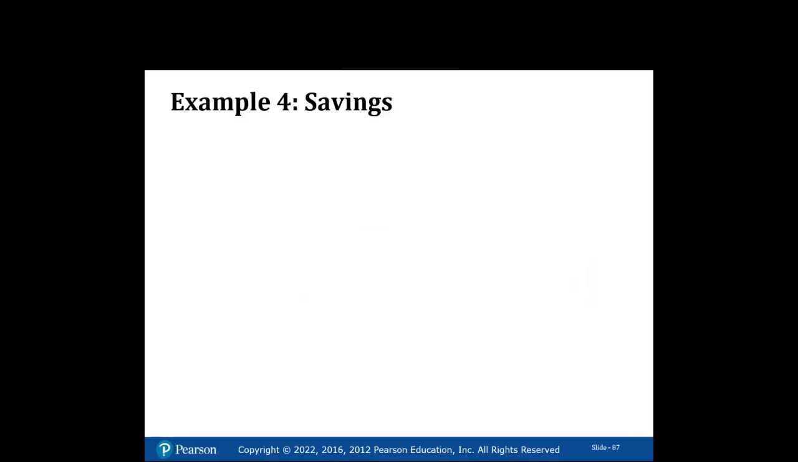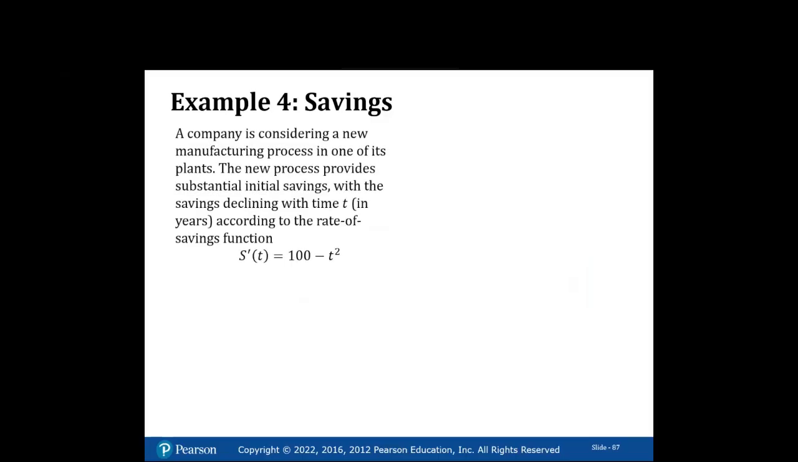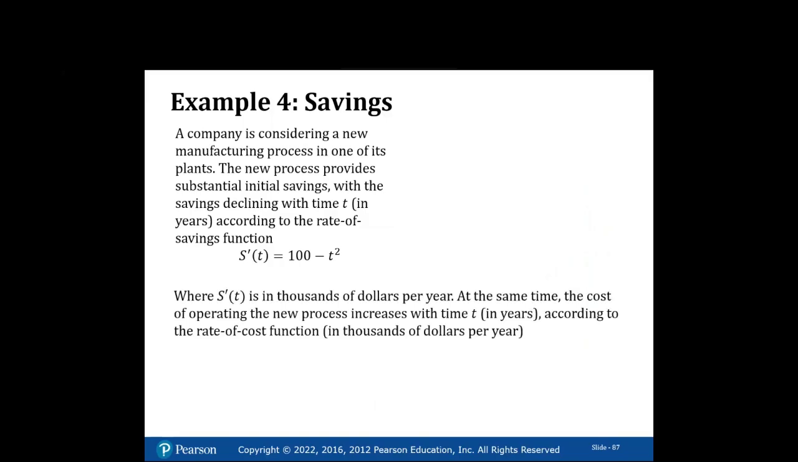Now we're going to go into an applied problem that you guys might see in the business field. And this first one is for savings. A company is considering a new manufacturing process in one of its plants. The new process provides substantial initial savings, with the savings declining with time t in years, according to the rate of savings function S prime of t. And that's given as 100 minus t squared. So S prime of t is in thousands of dollars per year. Make sure you're watching your labels. Okay? Time is in years.